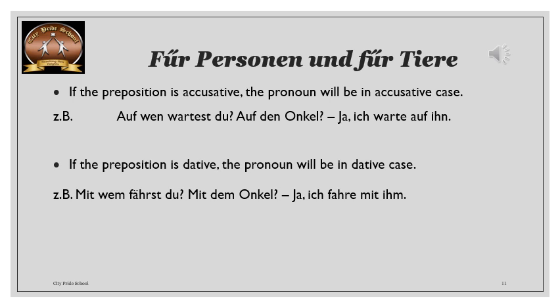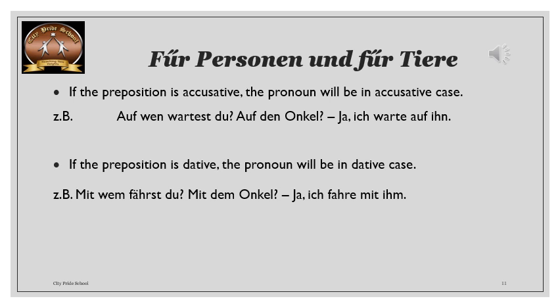Now the second example, if the preposition is dative. What we will do if the preposition is dative? We will use the personal pronoun in dative case. Mit wem fährst du? Mit dem Onkel. Ja, ich fahre mit ihm. With whom are you traveling? With the uncle? Yes, I am traveling with him. Purposely I have used in both the sentences masculine noun. You have to understand that auf is taking accusative, so in the first part ihn is used, whereas mit is taking dative, that's why in the second part ihm is used.